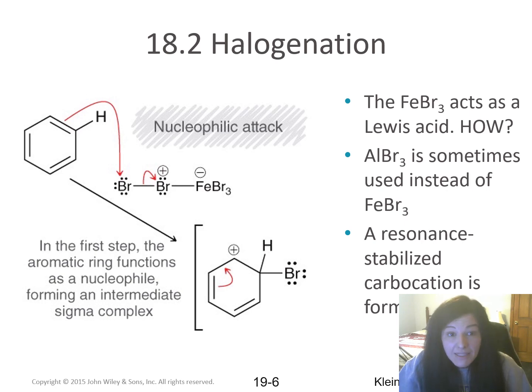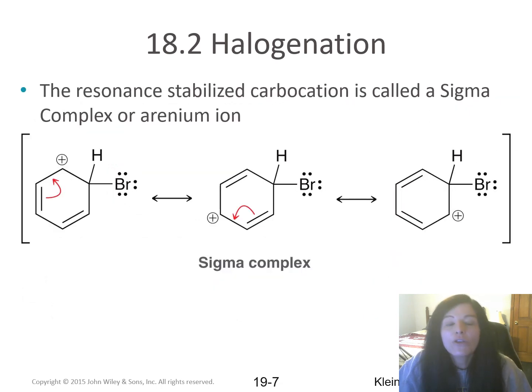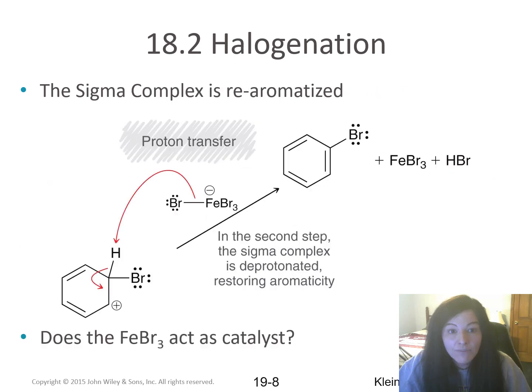One of the double bonds on the aromatic ring can then act as a nucleophile and attack the bromine that's attached to the iron tribromide. This will then create a resonance stabilized carbocation. The resonance stabilized carbocation is referred to as a sigma complex, and we can see the different resonance structures here of how that positive charge is moved around and stabilized.